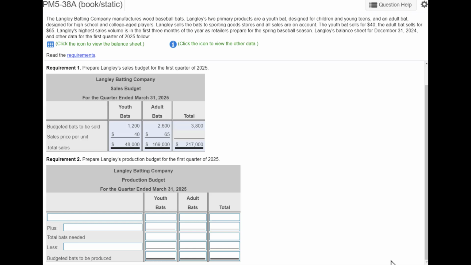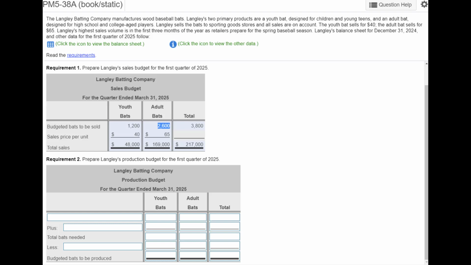Problem 22-38. Now that we have finished the sales budget, we're going to work on the production budget. So now that we know how many bats we're guessing we will sell, which is 1,200 youth and 2,600 adult bats, now we can figure out how many bats we need to manufacture.